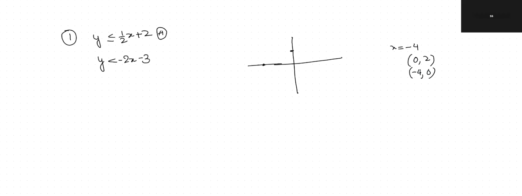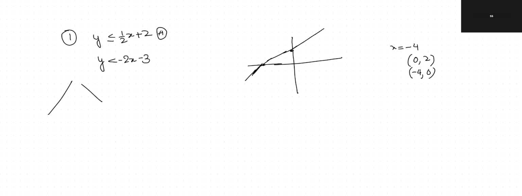And because it has equal to sign, we will draw a solid line. And also remember, because the slope is positive, the line will be going up. If the slope is negative like this, the line will be going down. So we can check that our line is correct. So this is the line. We connected the 2 points, and this is our line.